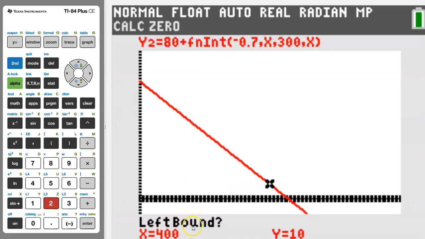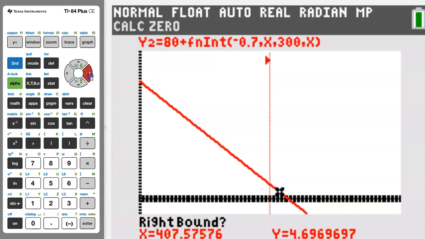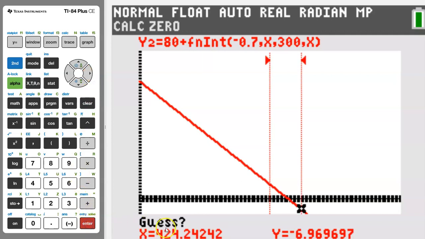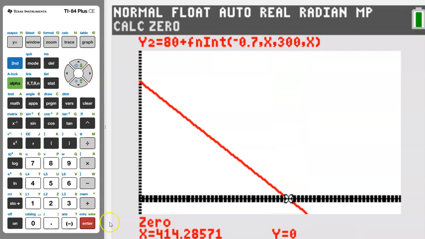The calculator is asking for left bound, so just make sure that you are a little bit to the left of the x-intercept and hit enter. Now the calculator asks for a right bound. Move the pointer to the right of the x-intercept and hit enter. When the calculator asks for a guess, move the pointer right to about where you see the x-intercept, as close as you can, and hit enter.